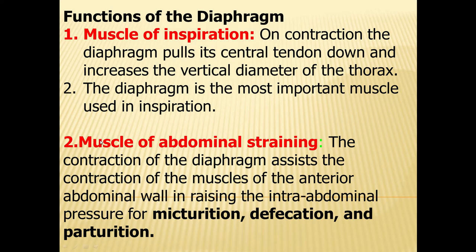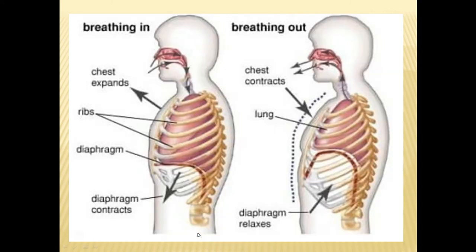Plus also it is a muscle of abdominal straining. That is, when the diaphragm contracts, it also assists the contraction of the muscles of the abdominal wall. So the intra-abdominal pressure is raised, and it helps in micturition, defecation and parturition. What happens in breathing in and breathing out? Diaphragm contracts, so the vertical diameter is increased, and the opposite happens when the diaphragm relaxes, that is during expiration.